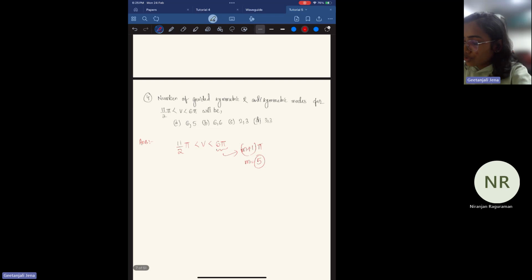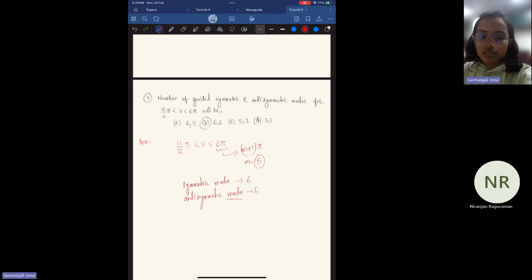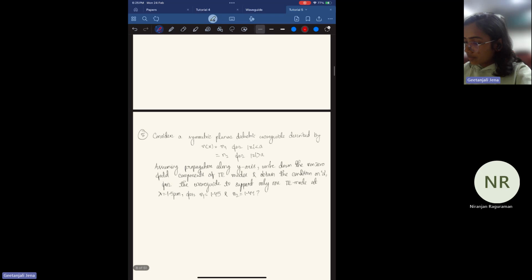If you see the formula, for this situation we have an equal number of symmetric modes and antisymmetric modes, and the number is m plus 1, which is 6. And the antisymmetric modes are also 6. So that means the answer will be B, 6, 6. Okay. So let us move to our next problem.